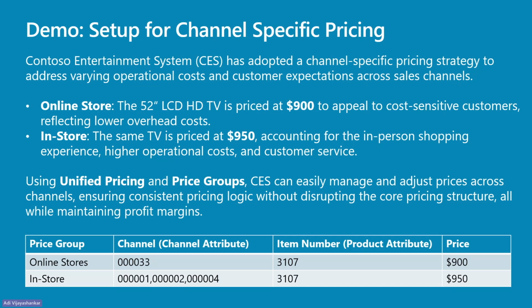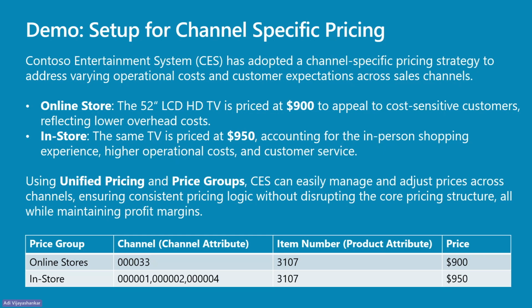accounted for. So using unified pricing and the flexibility of price groups, CES is able to easily manage these price differences across their channels while keeping the pricing logic consistent. Price groups allow CES to adjust the prices without altering the core trade agreements or discount setup, ensuring that margins are protected across all touch points.